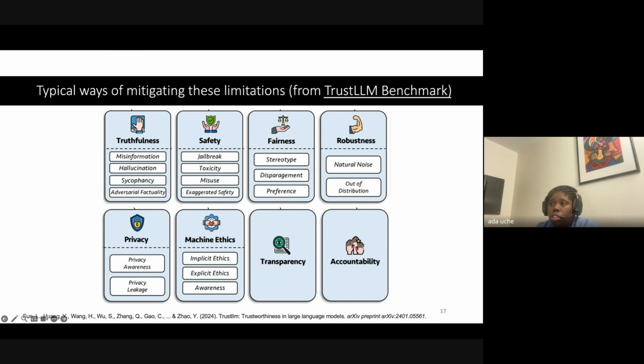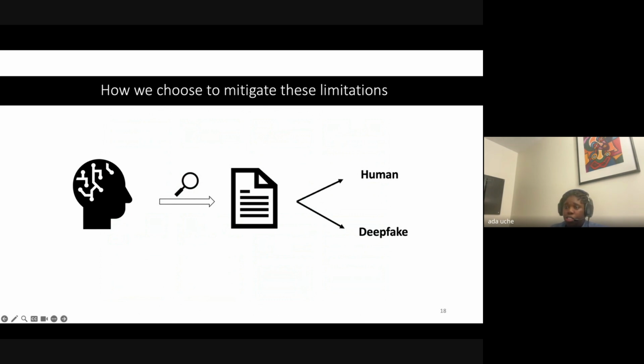For instance, in order to make it not generate disinformation, or mitigate the rate of disinformation it generates, people put in all this alignment tuning, which sometimes people can jailbreak, but you can also work to make sure that the model cannot be jailbroken so easily. So using all these metrics like truthfulness, safety, fairness, robustness, people can develop these metrics and evaluation techniques. But how I choose to mitigate these limitations was just to distinguish LLM or deepfake text from human-written text.